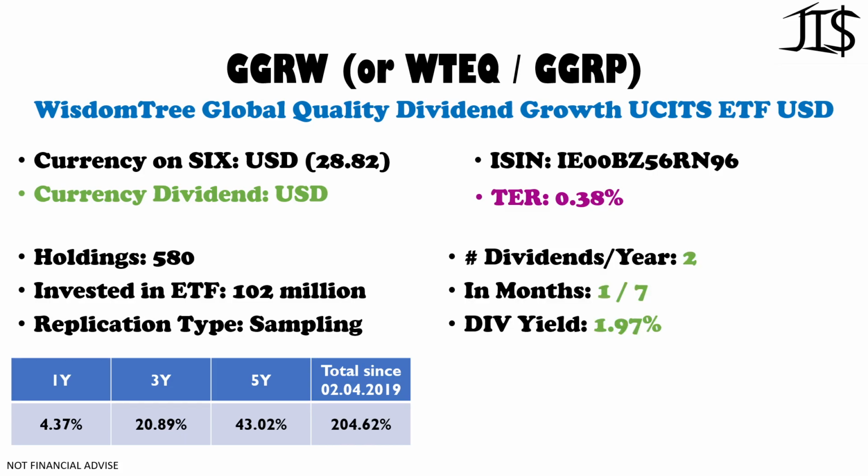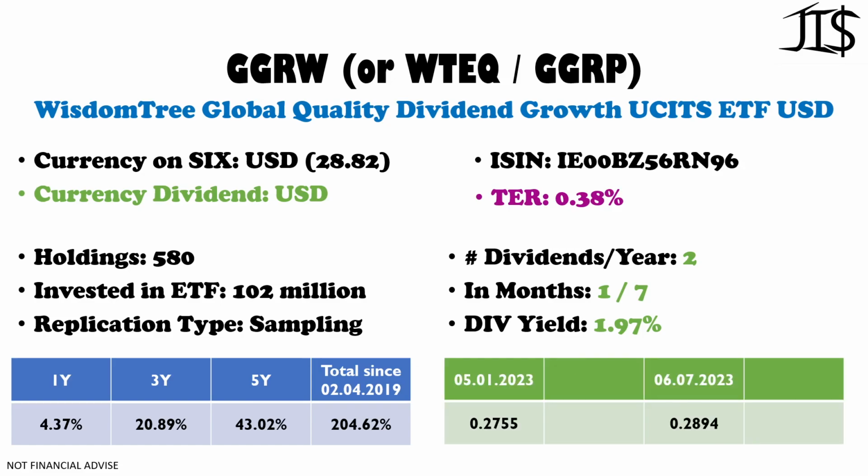It gives 2 dividends per year, in January and July, and the dividend yield is one of the lowest for today. But when you grow like this, because it's quality dividend growth, it will not be that high, but the stocks that it holds are really good.